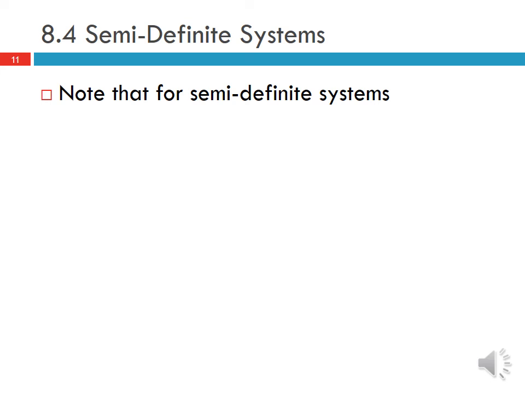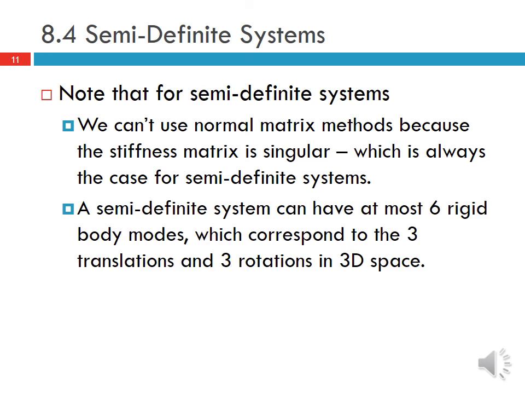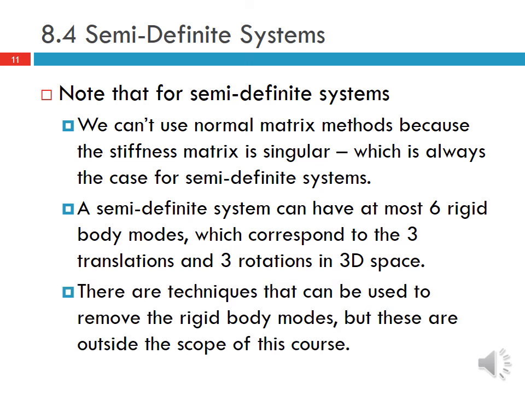We can note that for semi-definite systems, we can't use normal matrix methods because the stiffness matrix is singular, which is always the case for semi-definite systems. A semi-definite system can have at most 6 rigid body modes, which correspond to 3 translations and 3 rotations in 3D space. There are techniques that can be used to remove the rigid body modes, and then we can proceed with some of our usual techniques, but this is beyond the scope of this course.